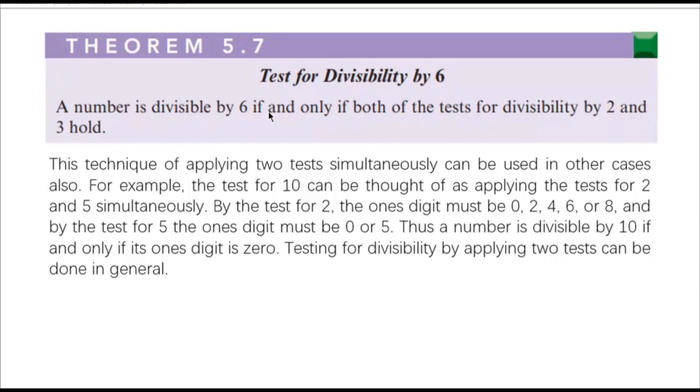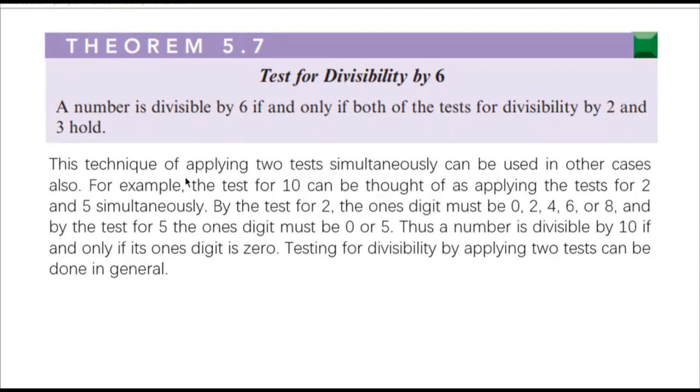Okay, next, theorem 5.7, test for divisibility by 6. A number is divisible by 6 if and only if both of the tests for divisibility by 2 and by 3 hold. This technique of applying two tests simultaneously can be used in other cases also. For example, the test for 10 can be thought of as applying the tests for 2 and 5 simultaneously.